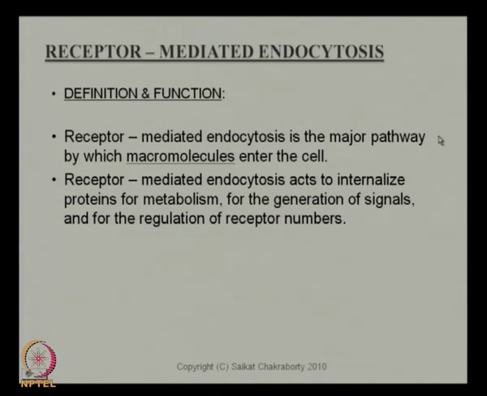Endocytosis is a major pathway by which macromolecules enter the cell, and receptor mediated means that endocytosis is mediated or facilitated by receptors. Like you have carrier mediated transport for small molecules, here you have receptor mediated. One thing similar to receptor mediated endocytosis is carrier mediated transport. So what are the major differences? Receptor mediated endocytosis is for macromolecules, and carrier mediated transport is for micromolecules. In carrier mediated transport, the carrier binds with the protein or whatever you want to transport, transports it inside and dissociates.